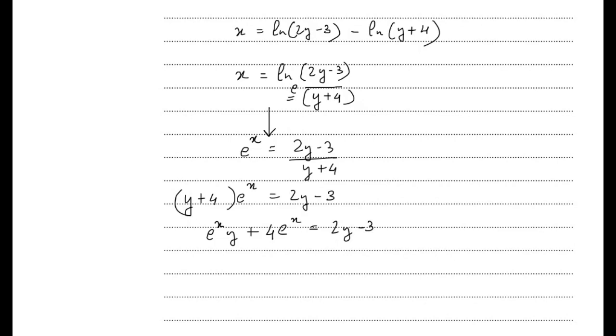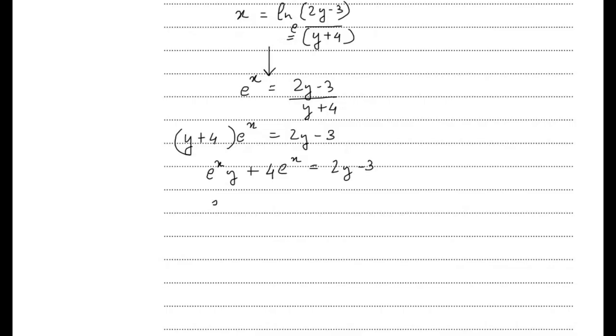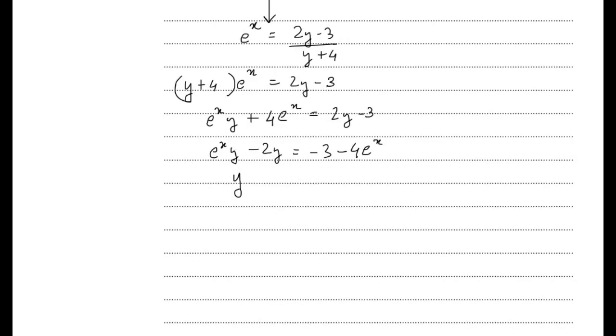Since we're trying to make y the subject, I'm going to combine the y terms. So e to the power of x times y minus 2y is equal to minus 3 minus 4 e to the power of x. Factorize, taking out the y because we're trying to isolate it. y times (e to the power of x minus 2) is equal to minus 3 minus 4 e to the power of x, and y is equal to (minus 3 minus 4 e to the power of x) over (e to the power of x minus 2).